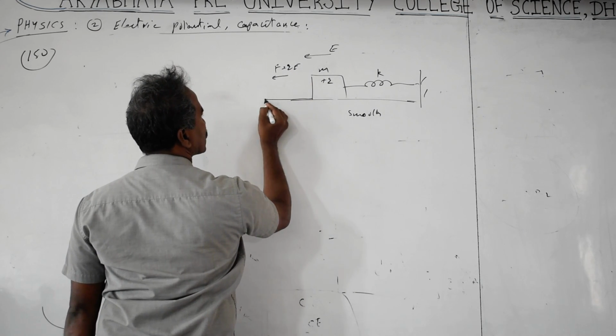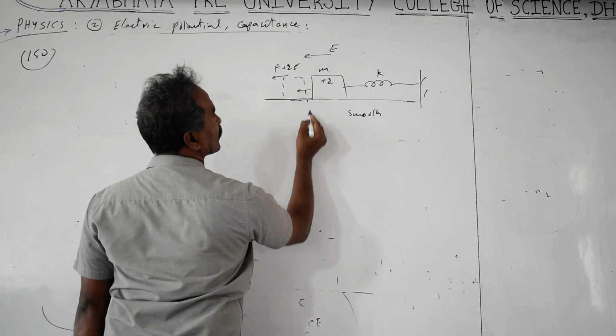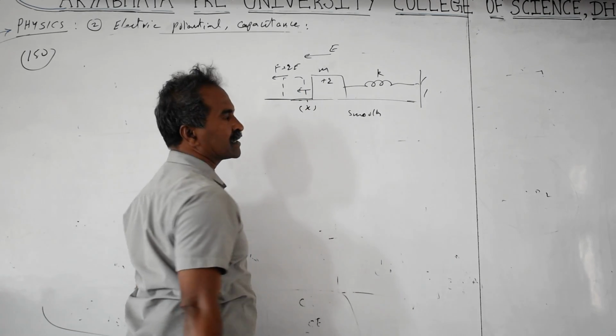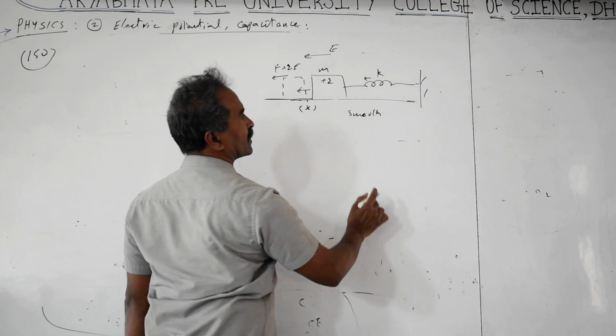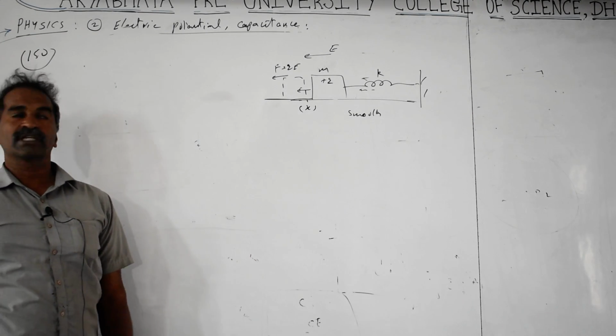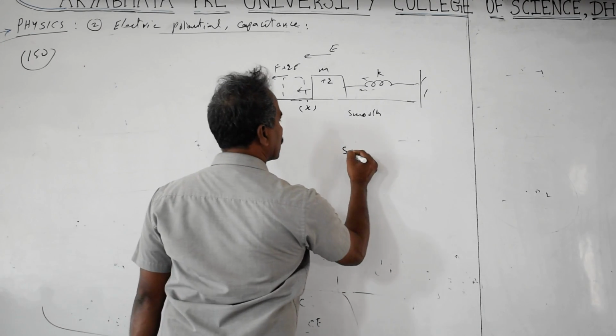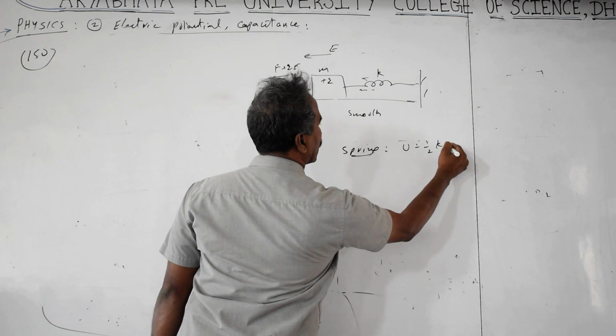The block will be displaced some distance, say x. So the spring also expands by the same distance x, in this direction. The expansion of the spring is what you have to find out. For the spring, the formula we have is spring energy equals half k x square.